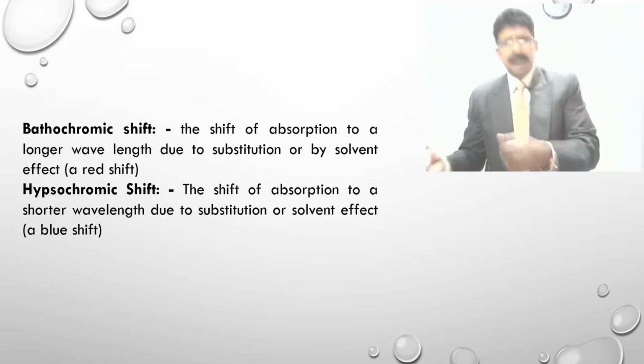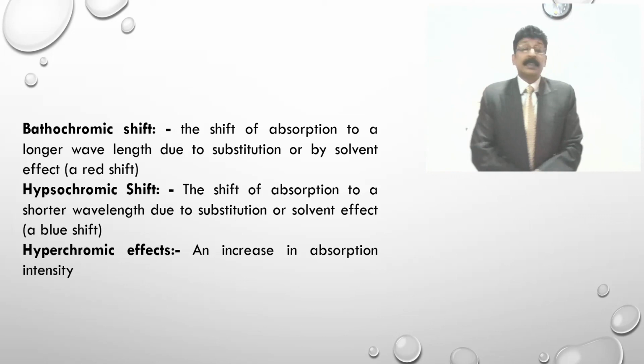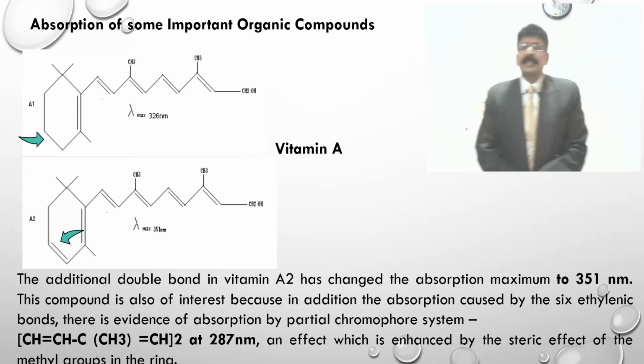Hyperchromic effect means an increase in absorption intensity. Hypochromic effect means a decrease in absorption intensity. These words are sometimes used, that's why we have taken them as definitions. Now we have to see some examples also to get an understanding of what we have explained.